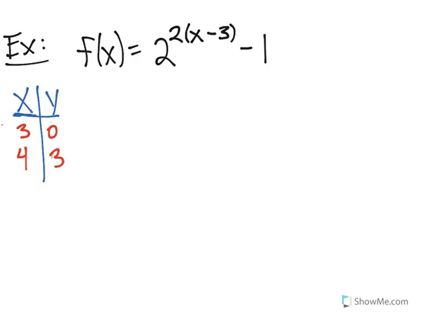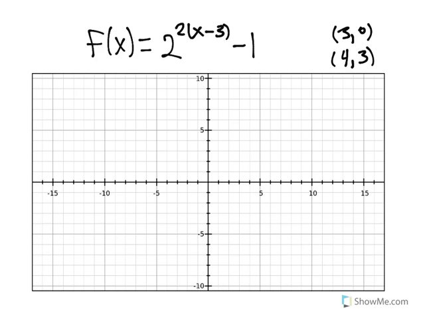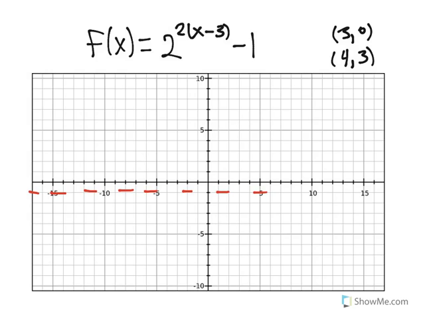I need one more piece of information, and that's my asymptote. Now my asymptote is given by this k value, so the asymptote in this case is y = -1. So when I go to plot this, the first thing I'm going to plot is my asymptote. Now my asymptote is y = -1, so that goes along y = -1. And my 2 points are (3, 0) and (4, 3).